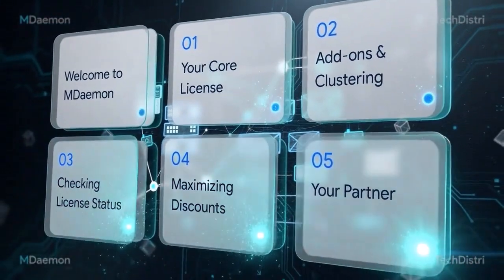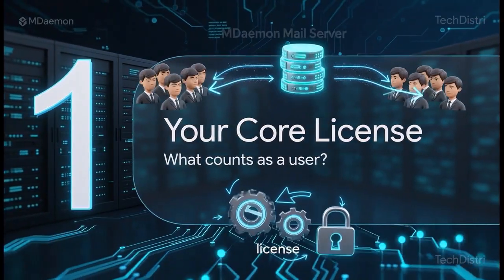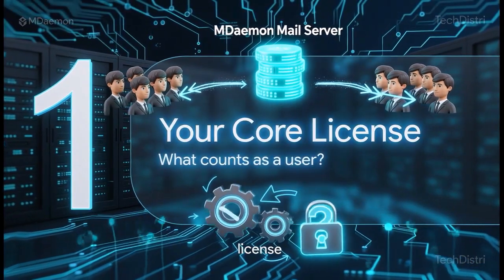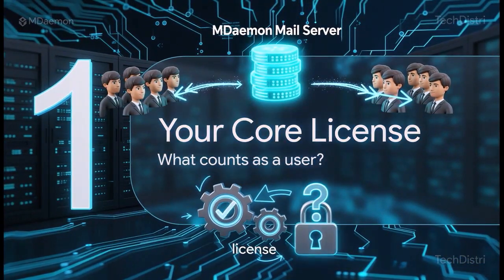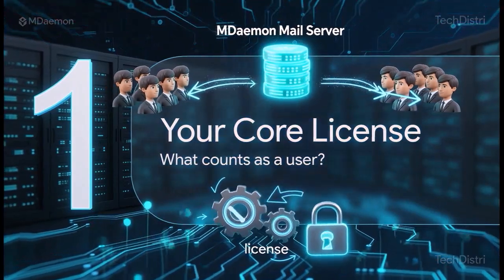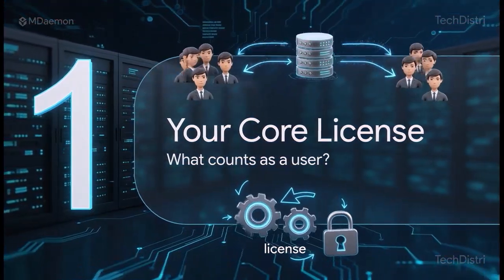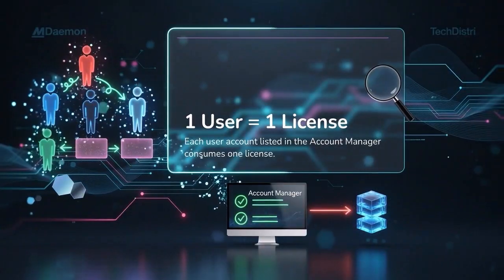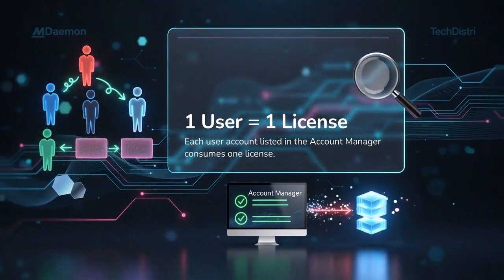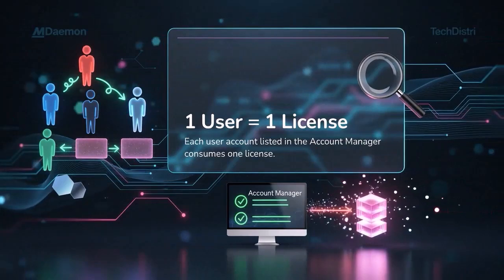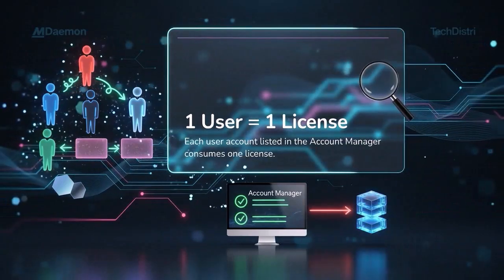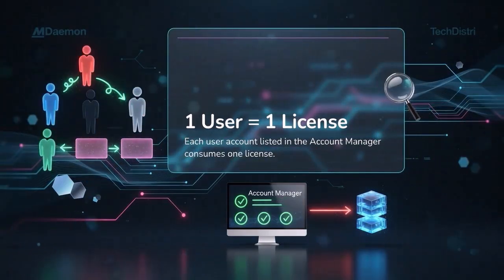Sound good? Let's go. First up, let's tackle the big one, the question we all have. What exactly counts as a user? You buy a license for, say, 50 users, so how does MDaemon actually count them? Well, the good news is the main rule is super simple. One user equals one license. That's it. So every single account you have listed in your MDaemon account manager, that's one license used.